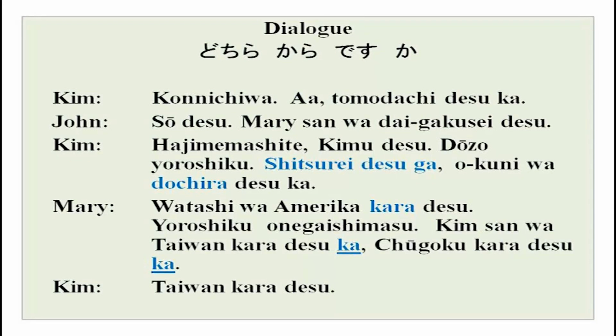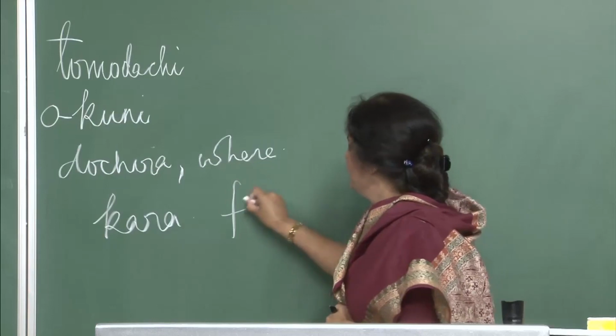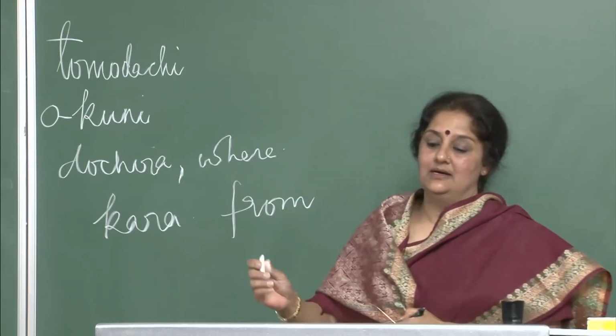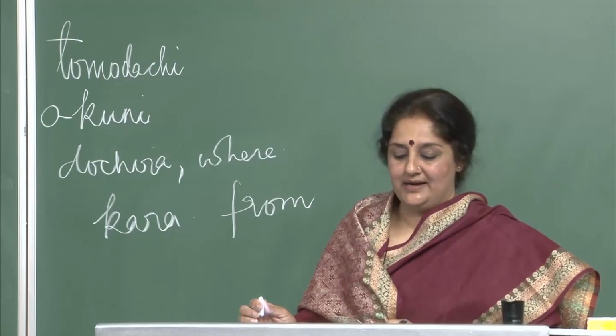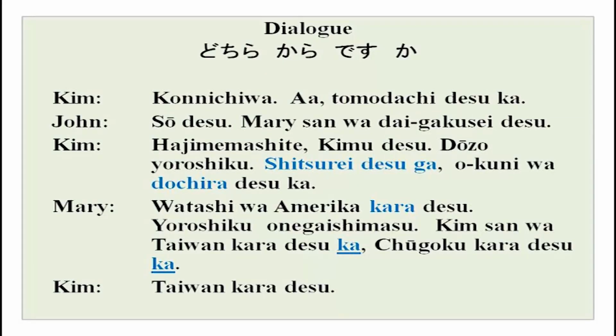Mary says, watashi wa Amerika kara desu, meaning from America. Yoroshiku onegai shimasu. Again, because she is meeting Kim san for the first time, then you introduce yourself as watashi wa so and so desu. Watashi wa so and so kuni kara desu. And yoroshiku onegai shimasu. This phrase is to be used only for the first time when you meet someone.